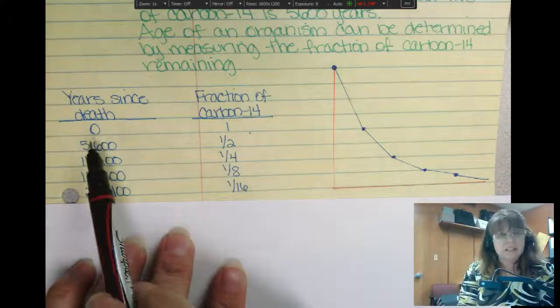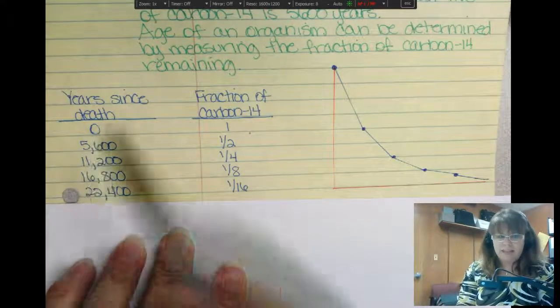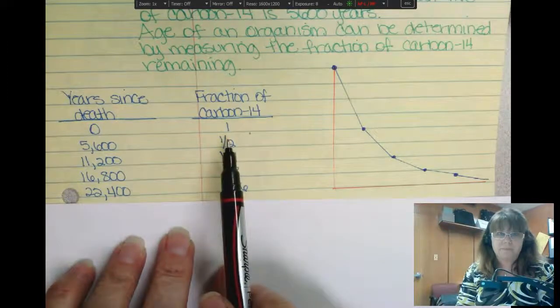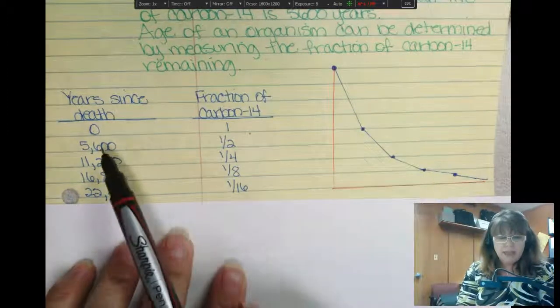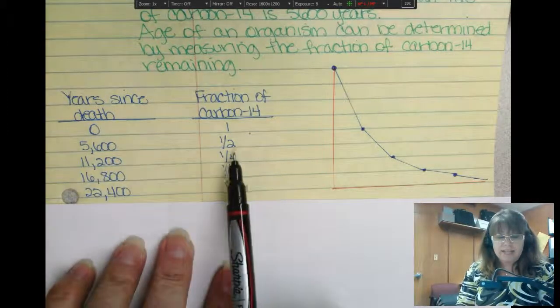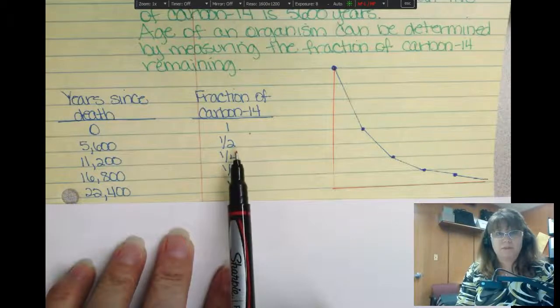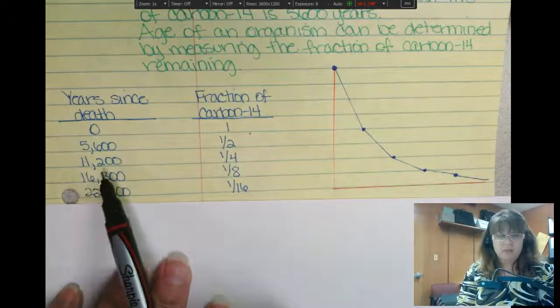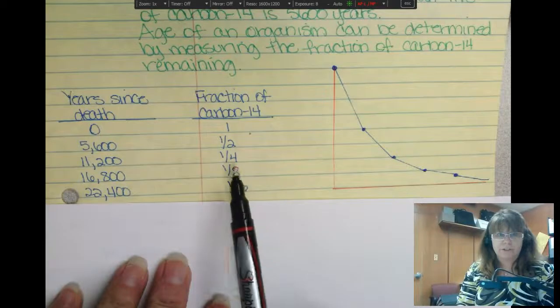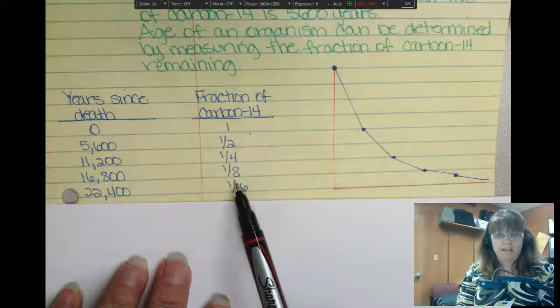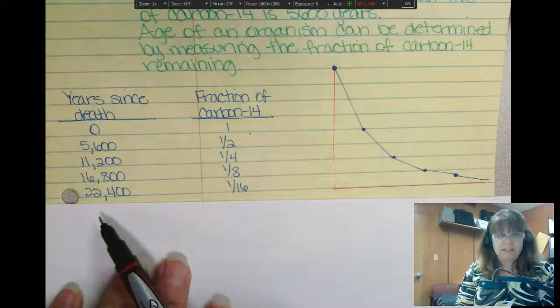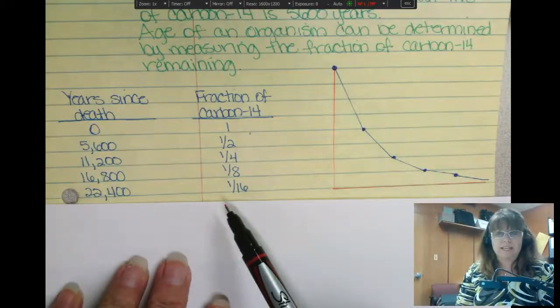At the point of death, or even before its death, it has all its carbon-14. It has 100%, it has 1. At 5,600 years, it has half of the carbon-14. At 11,200 years, it has 1/4. At 16,800 years since its death, it has 1/8 left. And at 22,400 years since its death, it will have 1/16.